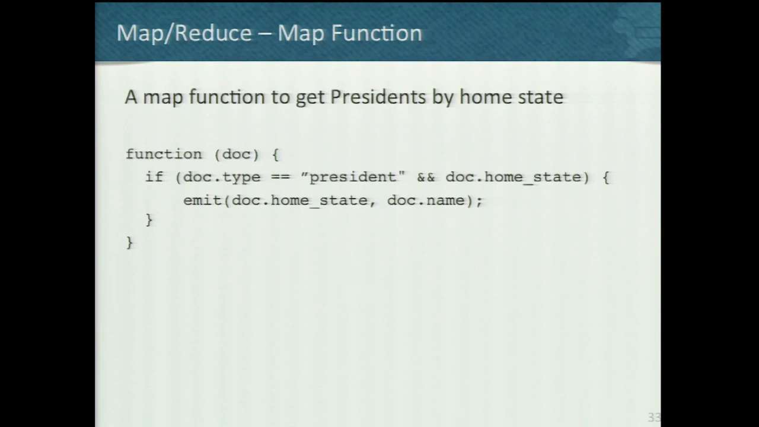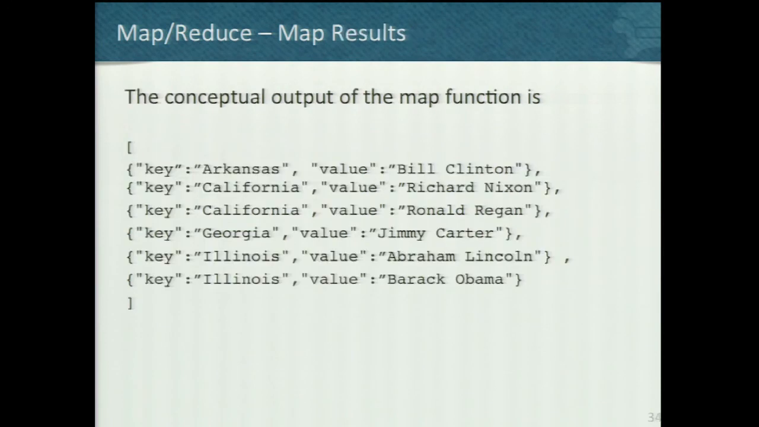I could emit really just about anything that I want. Okay. So what it's going to do is organize it in terms of home state. Very straightforward. All right. So conceptually, this is kind of how it looks. Arkansas, value Bill Clinton; California, Richard Nixon, and so on and so forth.